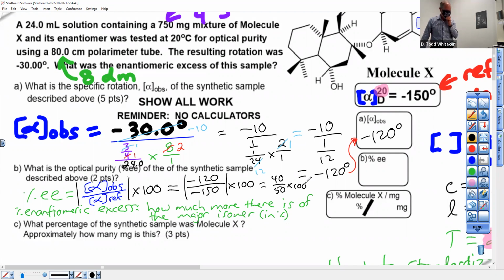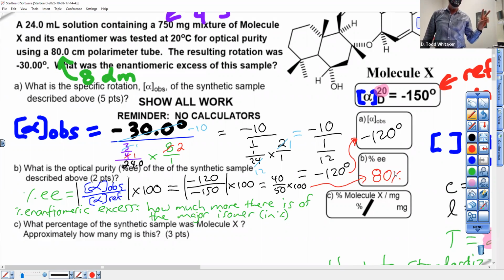Is my math good? 120 over 3 is 40. 150 over 3 is 50. Yes. And I like this because 40 over 50 is the same as 80 over 100, right? We're done. That's 80%. Percent EE. Now, there's only one way to read that. There's 80% more of the major isomer than the minor.